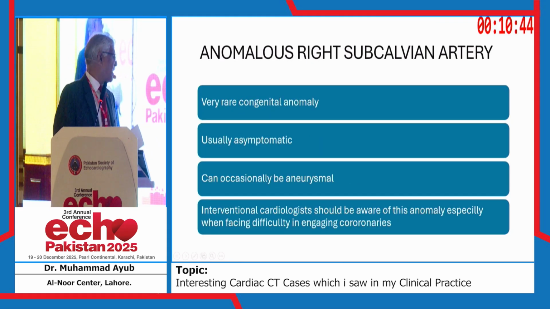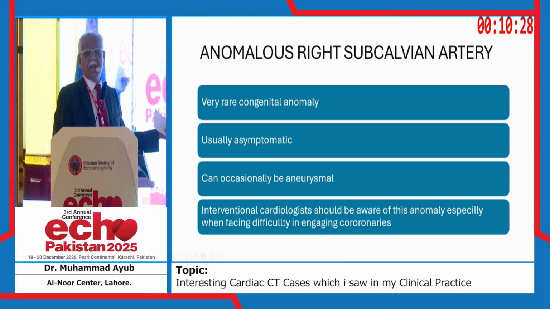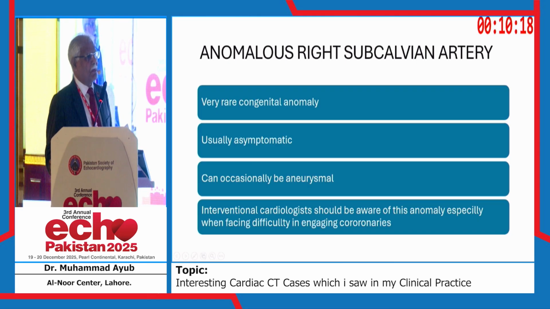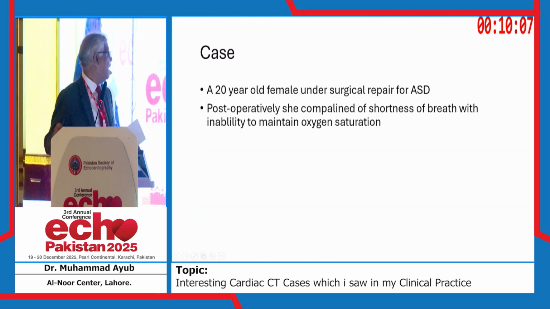And this is a very rare condition, and usually patients are asymptomatic. Sometimes this anomalous subclavian can become aneurysmal, and you can see a shadow in the chest X-ray just beside the trachea. And in this era of interventional cardiology, when a lot of people are doing coronary interventions through the radial route, they must be aware of this anomaly, because it may coexist, and then that may lead their catheter away from where it is intended to be.